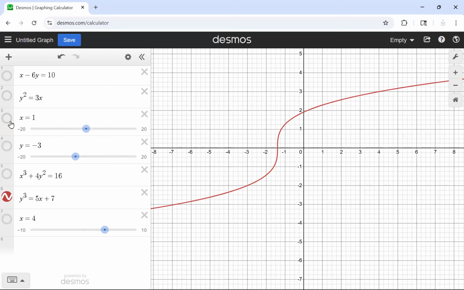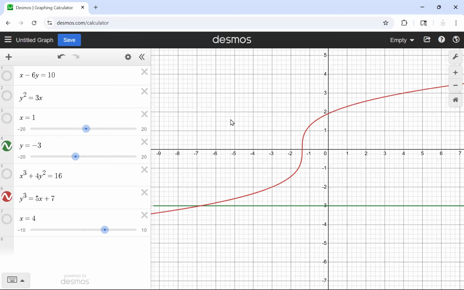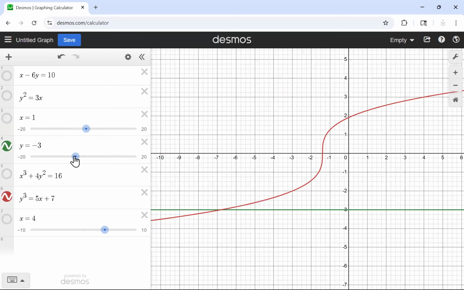This one happens to also be one-to-one, because if we draw a horizontal line, it also crosses at only one spot. So this is both a function and also a one-to-one function.